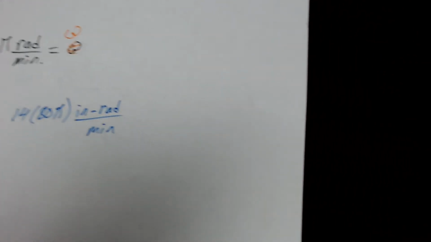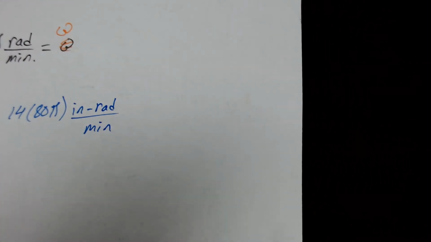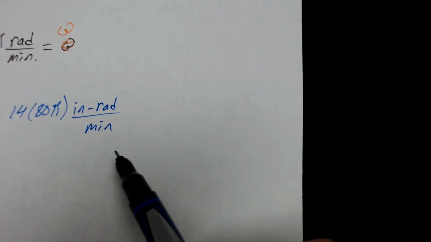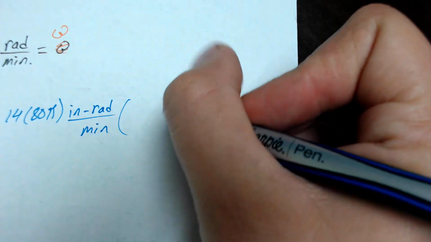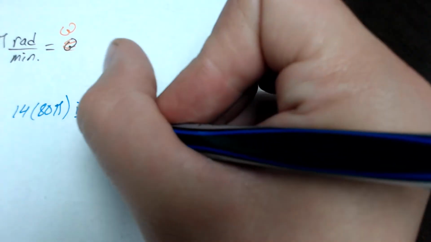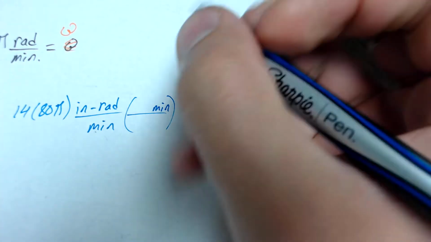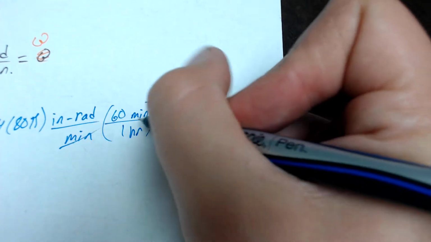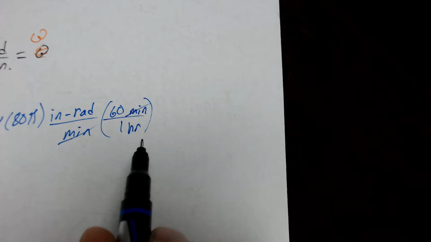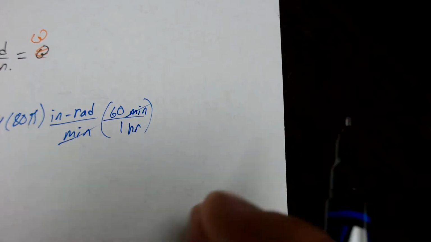So we're going to take our answer and use unit multipliers to convert the inches to miles and the minutes to hours. I'll go ahead and start with minutes to hours. If minutes is on the bottom, I'll put it on the top, and there are 60 minutes in 1 hour. So the minutes cancel and I'm left with hours. That one's done. Now let's go from inches to miles.